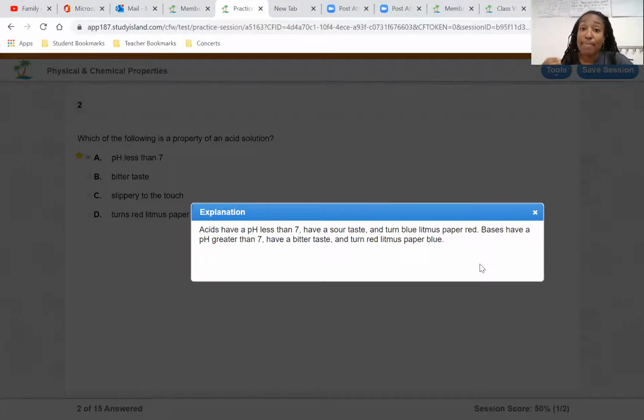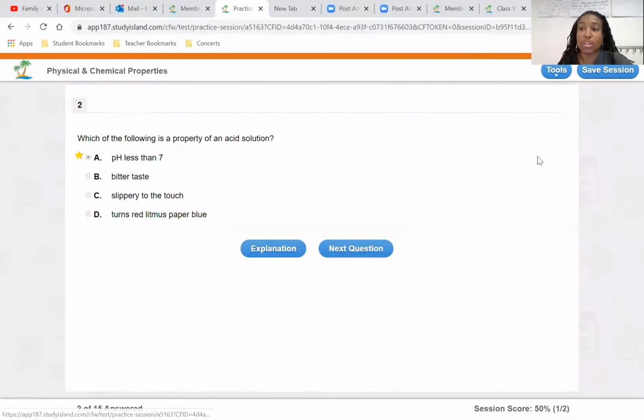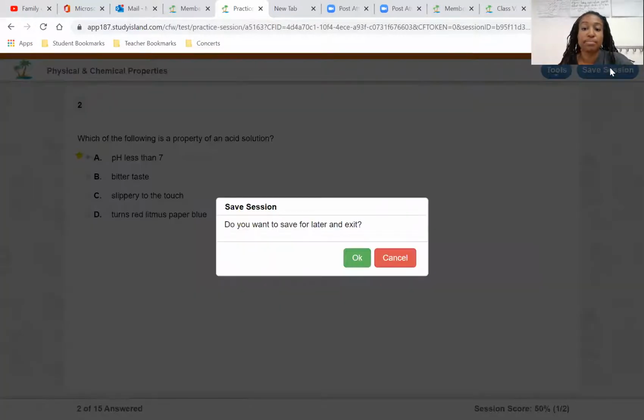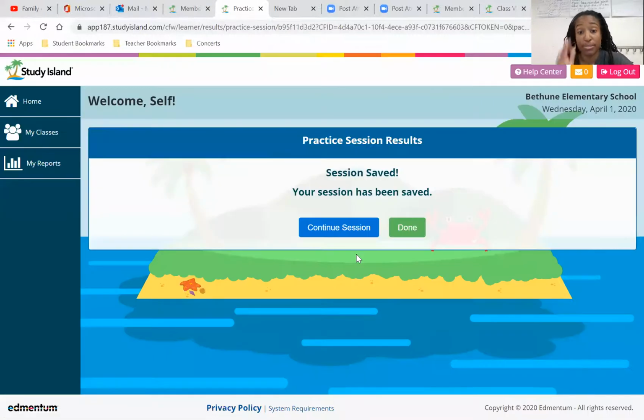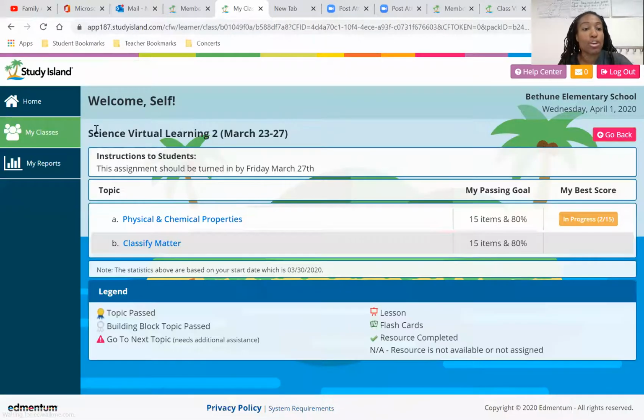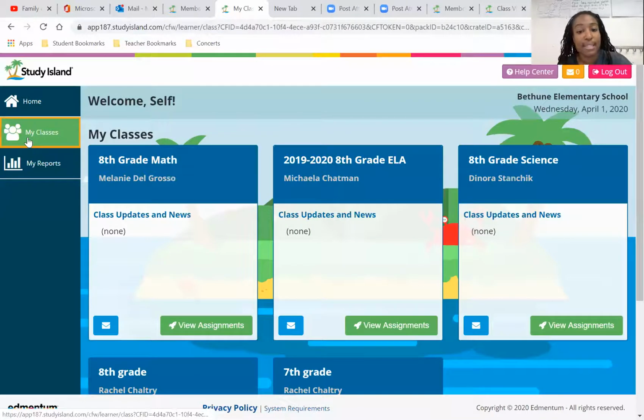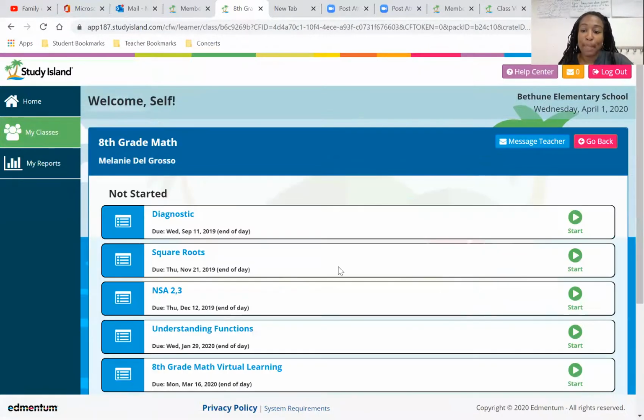Even though I probably got that correct, it doesn't hurt to look at the explanation because it's showing me what I need to do. Then I go save session, because I'm going to do a lot of science today. My head is hurting, so I'm going to click done. And I'm going to go to my classes again, go to math, and go to square roots.